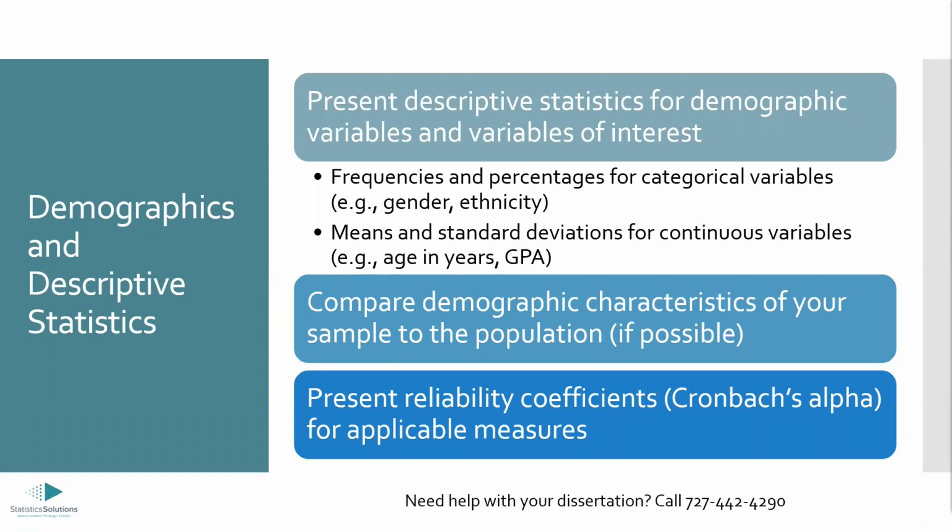And then for applicable measures, so really any type of construct or factor that involves using multiple items or questions to measure a certain construct, you may need to present reliability coefficients for those variables. And this is typically done using Cronbach's alpha. And so that would typically go in the descriptive section. You'd present the reliability coefficients for the variables that it is applicable to.